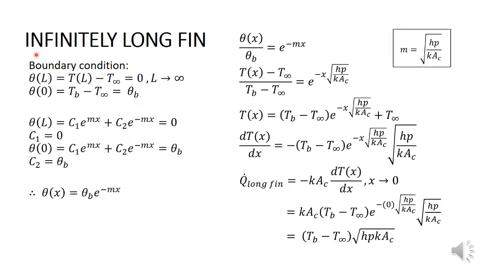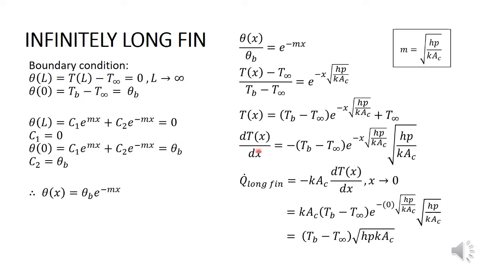First, the infinitely long fin. The boundary condition is theta L equals T_L minus T infinity equals 0, as L tends to infinity. First we need to find the values of C1 and C2, where C1 equals 0 and C2 equals theta B. After getting C1 and C2, we can solve for the equation of theta x, and then find the equation of T x.